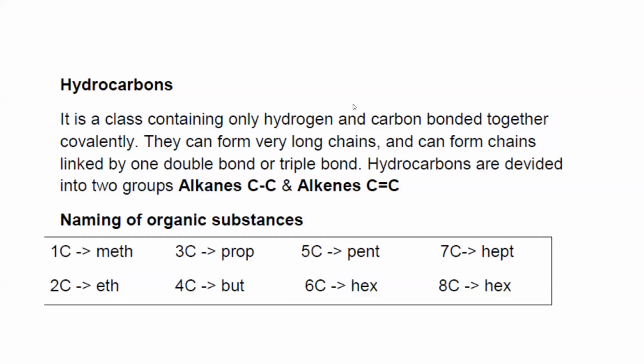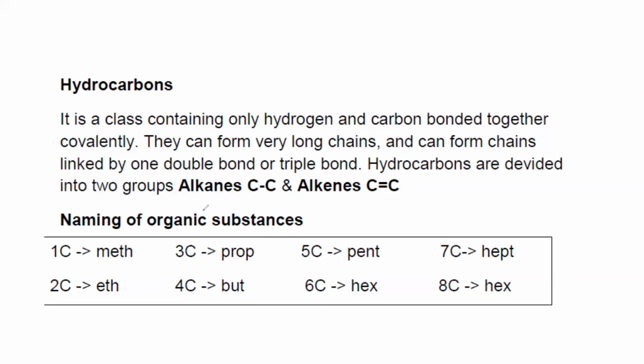Hydrocarbon is a compound which contains carbon and hydrogen. Hydrocarbons can be divided into three main categories: alkane, alkene, or alkyne. But in O levels you're only taking two of them. If they have a single bond, we call them alkane, and if they have a double bond, we call them alkene.